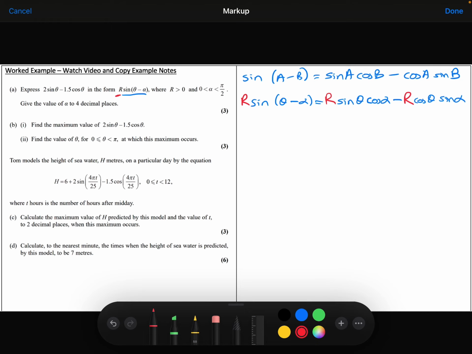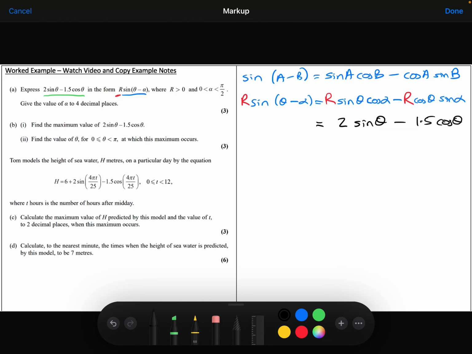I am now going to compare that to the 2 sine theta minus 1.5 cos theta. So what values of r and alpha do I need to have here and here, at the front, that are going to make this equal to this identity?